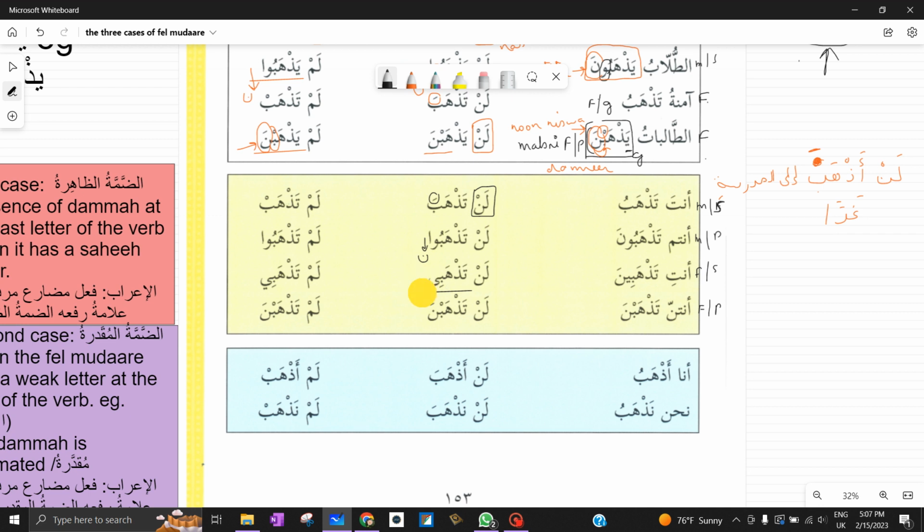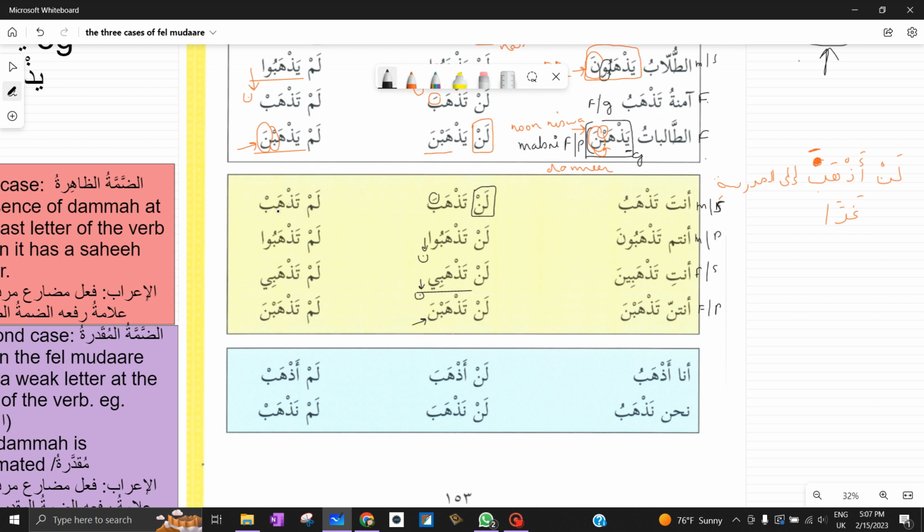Tadhhabi. What happens? The noon has been dropped. Why is the noon dropped? Because tadhhabina is also from af'al al-khamsa. And lan tadhhabna is for the feminine plural. I told you this is noon niswa, so it cannot be deleted.